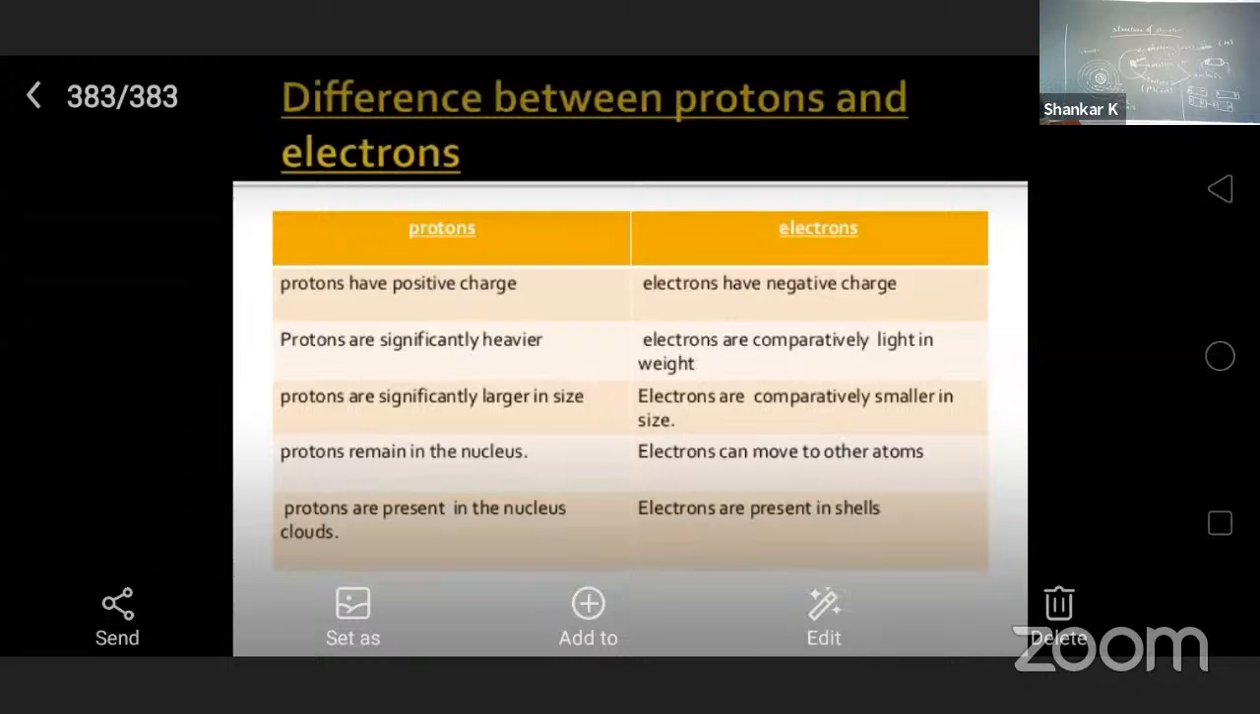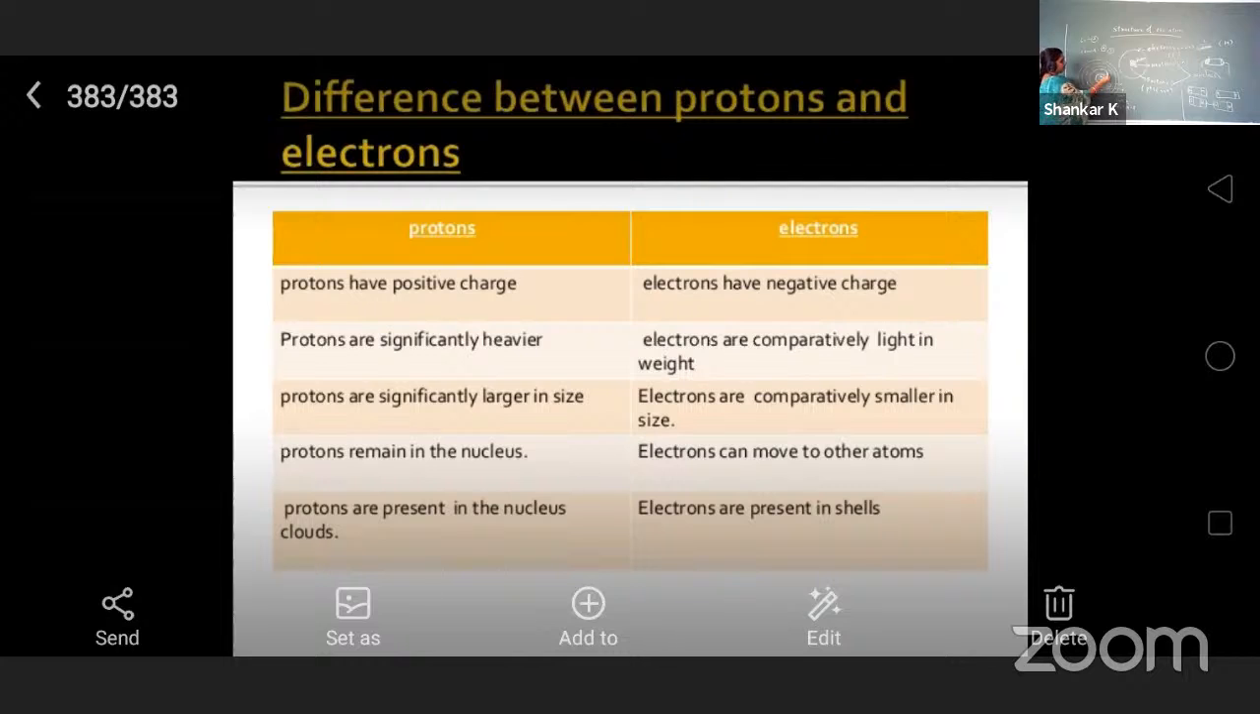You tell me which element has atomic number 4, students. Which element has atomic number 3? Lithium. Yes, lithium. So lithium has atomic number 3.